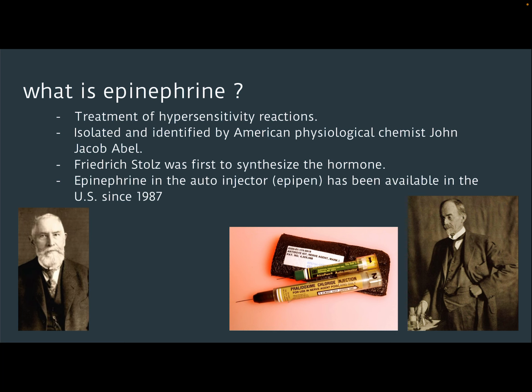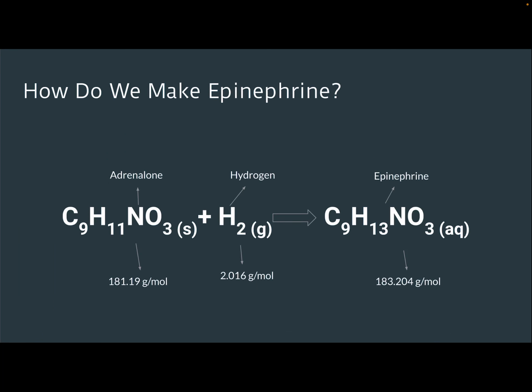By the 1900s, epinephrine had been isolated and identified by American physiological chemist John Jacob Abel, as viewed at bottom right. German chemist Friedrich Stolz, viewed at bottom left, became the first to synthesize the hormone. Epinephrine in the autoinjector has been available in the US since 1987.